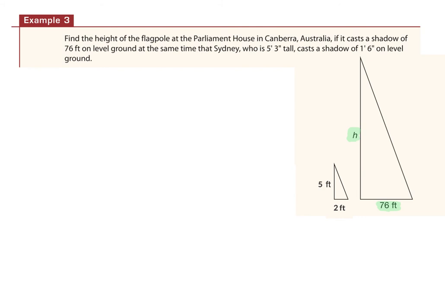We also know the height of the person looking at it. The person is 5 feet tall and their shadow is 2 feet long. And so we have this similar figure. So we can assume then that the shadows correspond to each other, right? And we can also assume that the heights correspond to each other. And so we can figure out the length here. We can say, well, if 2 corresponds to 76, then 5 should correspond to the height of the flagpole.